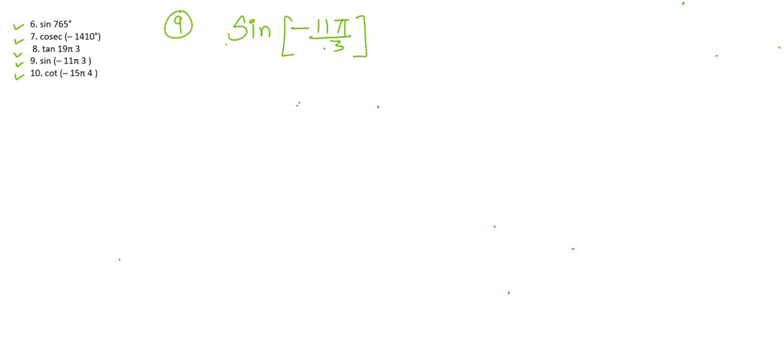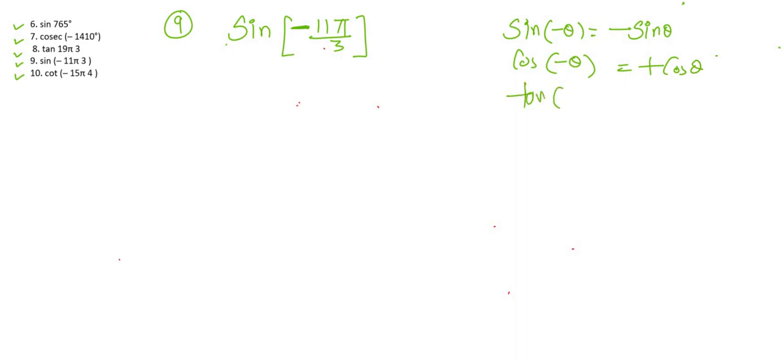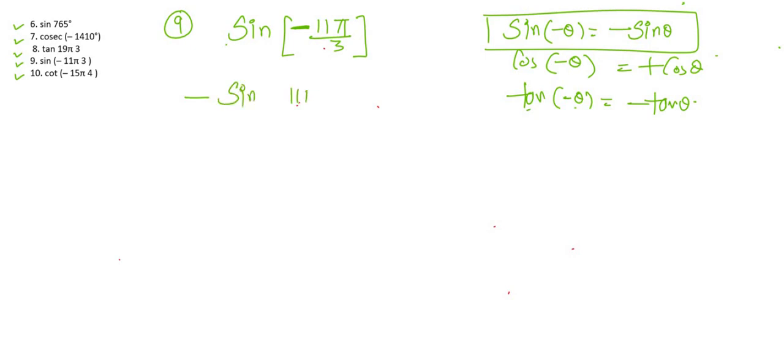So this is the question: sine of minus 11 pi by 3. First of all, we need to take care of this theta. I told you sine of minus theta is always minus of sine theta, and cos of minus theta is always plus cos theta. This is very basic that we should remember. And tan of minus theta becomes minus. So I will use this one. The minus will come in front: minus sine of 11 pi by 3.